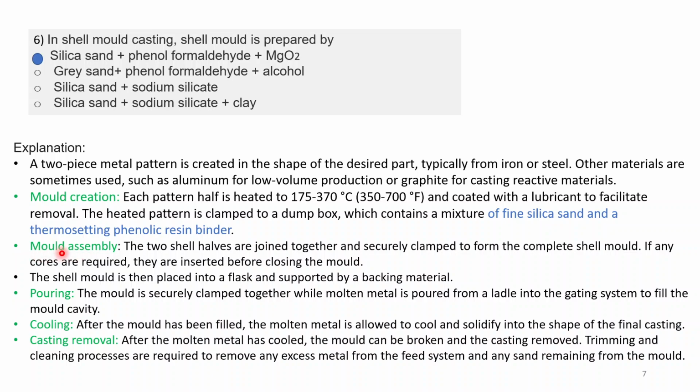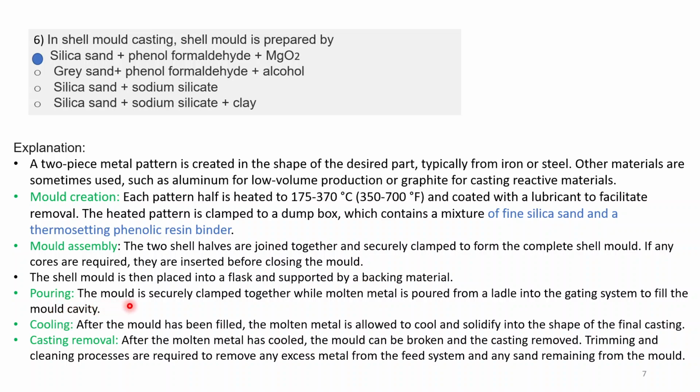Next you have mold assembly. The two shell halves, which you prepared in half portions, are joined together and securely clamped to form the complete shell mold. If any cores are required, they are inserted before closing the mold. The shell mold is then placed into a flask and supported by a backing material.